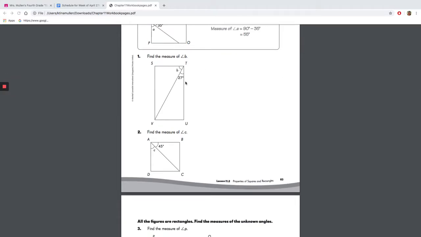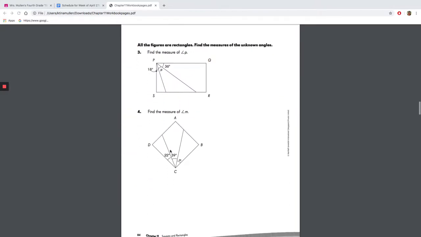Okay, so you'll do the same thing on this one, 90 minus 27. This one, 90 minus 45. These ones, they split it into 3 pieces. You know that they have to add up to 90, so you can either do 90 minus 18, and then whatever you get minus 36, or you can add 18 plus 36, and then subtract your sum from 90.